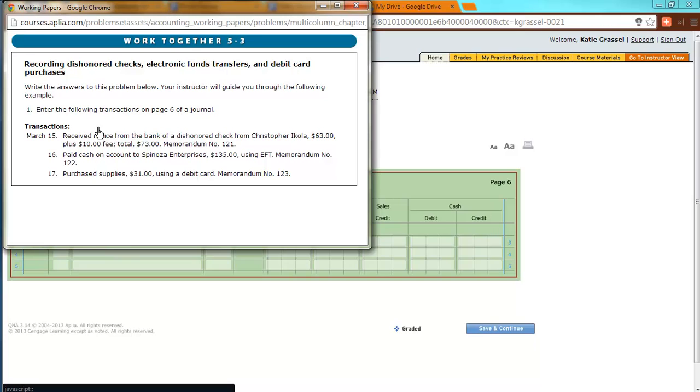This section here deals with dishonored checks, electronic funds transfer, and debit card purchases. Okay. Now, conceptually, when you talk about an electronic funds transfer, which is going to be an acronym for it, is going to be EFT. Have you seen or heard of that before, EFT?